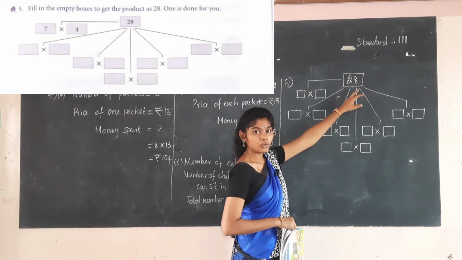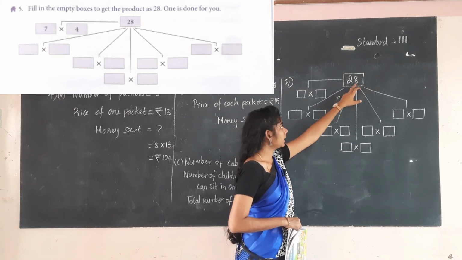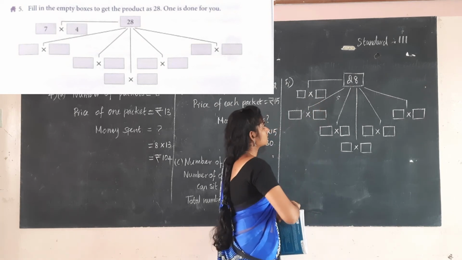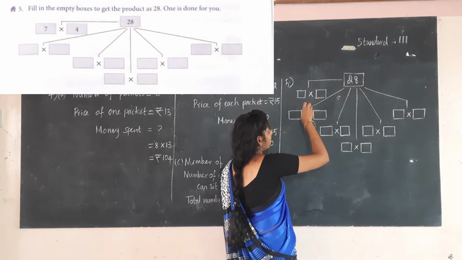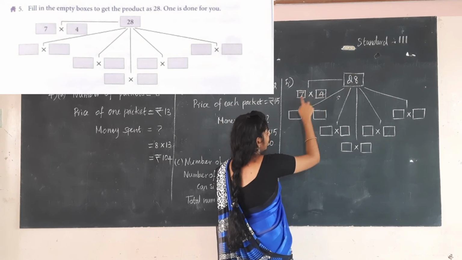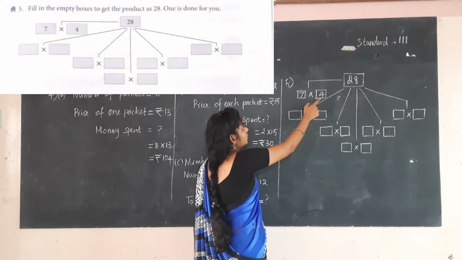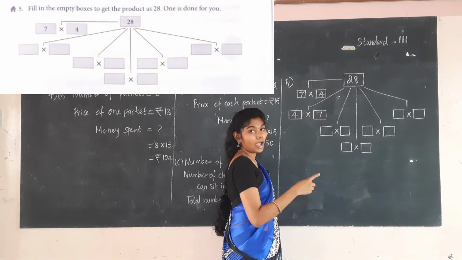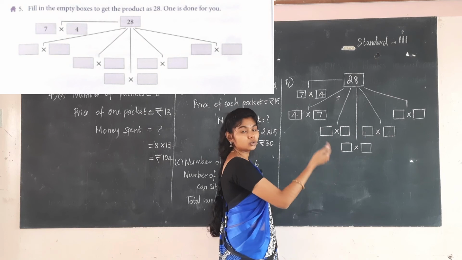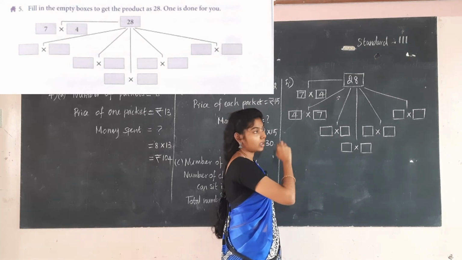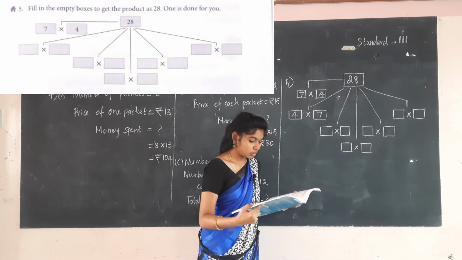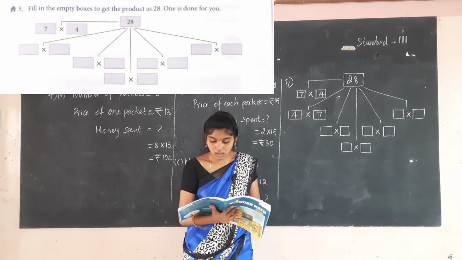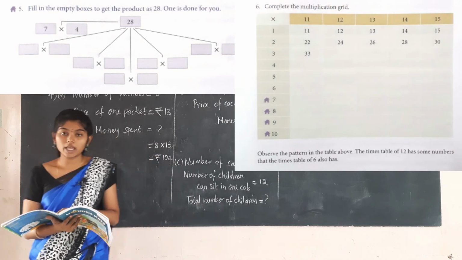To find 28, you are going to fill the two numbers whose product is 28. To get the answer 28, 7 4s are 28, and if we change the order the same answer will be getting. So 4 7s are 28 and 1 28 is 28, 28 1 is 28. So you can write in such ways. The 2 table, the 12th table also will be coming. So write that, okay. And the 6th one, complete the multiplication grid.